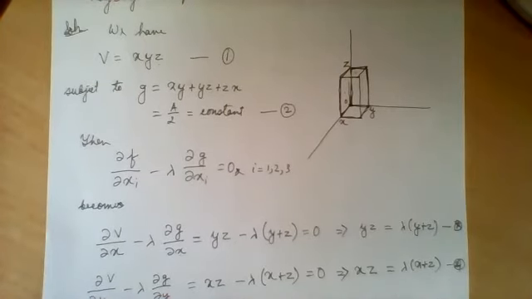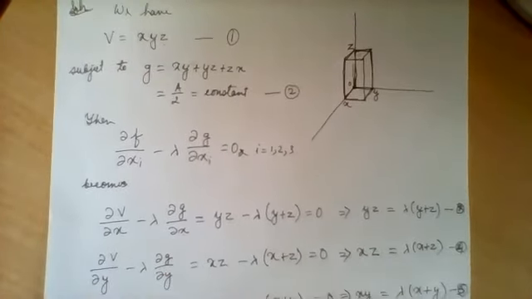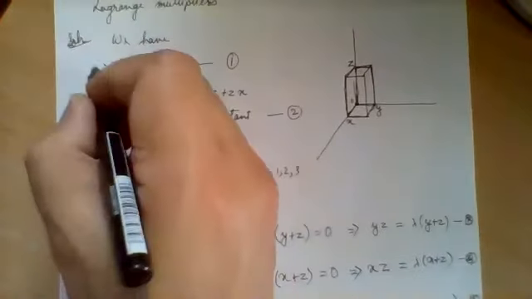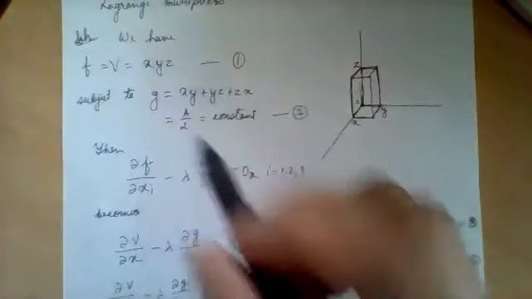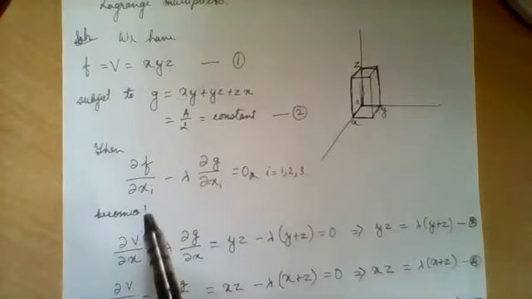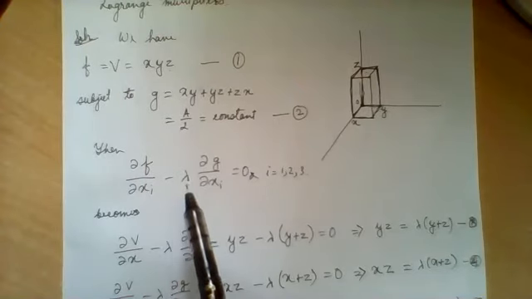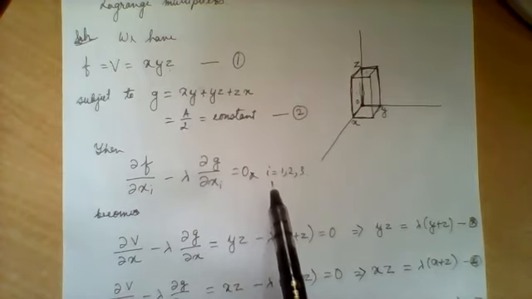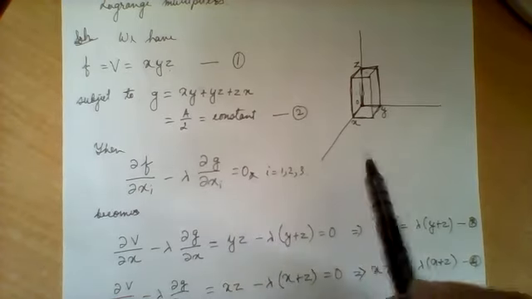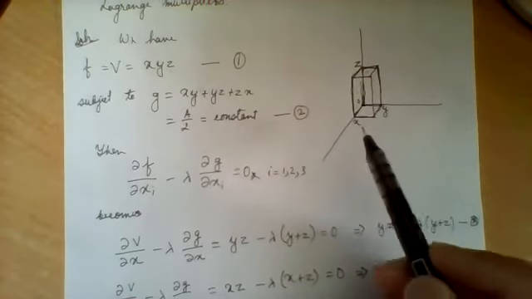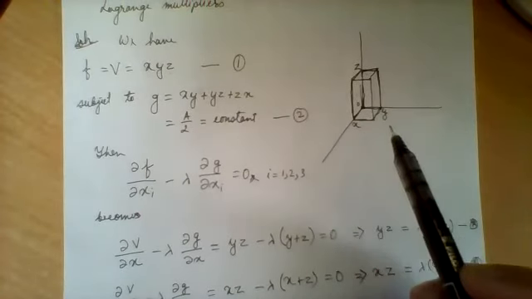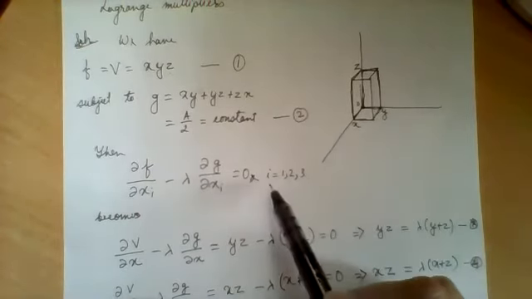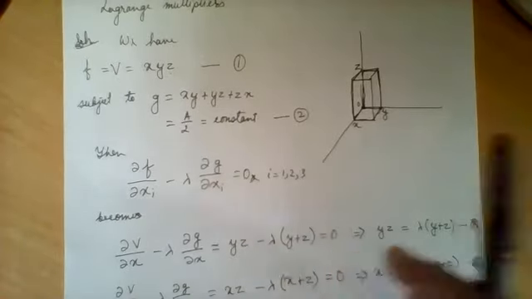Method of Lagrange multiplier: del f by del xi minus lambda times del g by del xi should be equal to 0 for values of i from 1 to n. Here we have only 3 variables, x, y, and z. Therefore, i goes from 1 to 3.